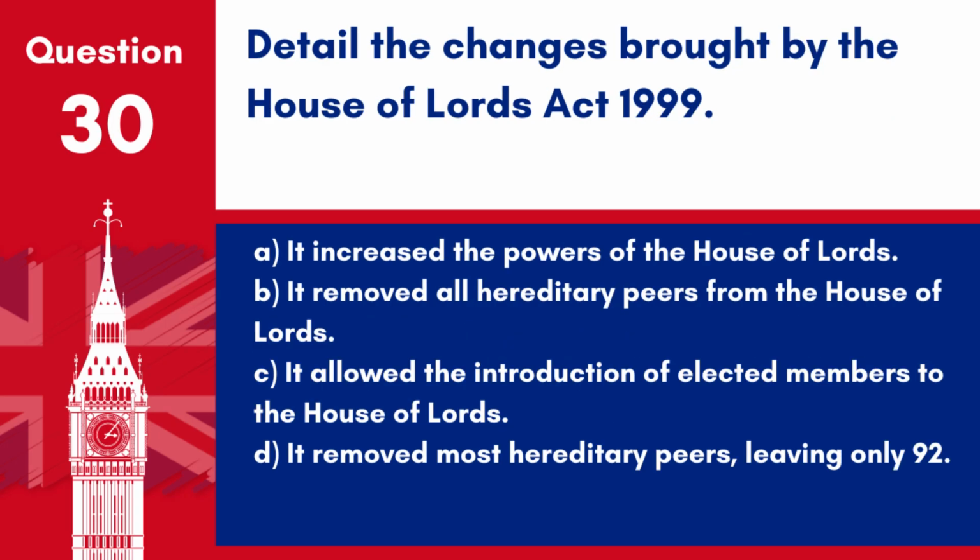Question 30. Detail the changes brought by the House of Lords Act 1999. A. It increased the powers of the House of Lords. B. It removed all hereditary peers from the House of Lords. C. It allowed the introduction of elected members to the House of Lords. D. It removed most hereditary peers, leaving only 92.